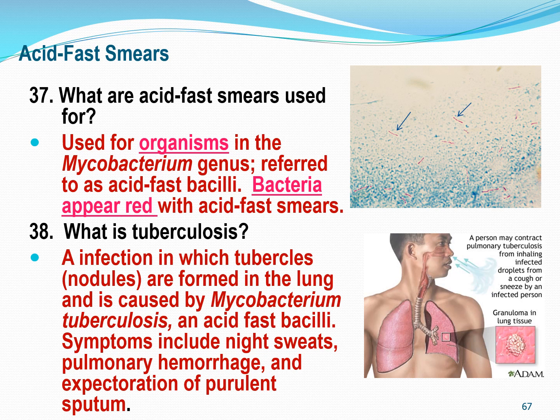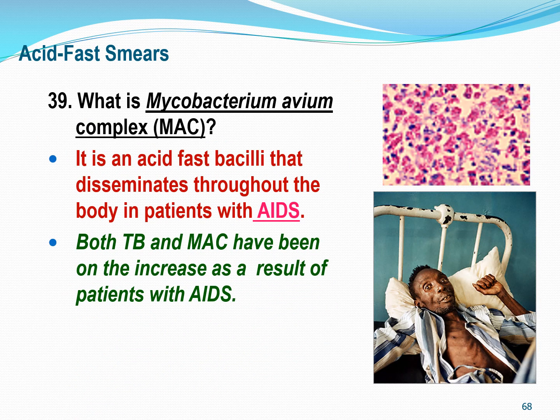So what is tuberculosis? It's an infection in which tuberculous nodules are formed in the lung and is caused by Mycobacterium tuberculosis, which is an acid-fast bacilli. And then there's a list of the symptoms, night sweats, pulmonary hemorrhage, on and on, right? So what is Mycobacterium avium complex, MAC, right? It is an acid-fast bacilli that disseminates throughout the body in patients with AIDS. Both TB and MAC have been on the increase as a result of patients with AIDS.